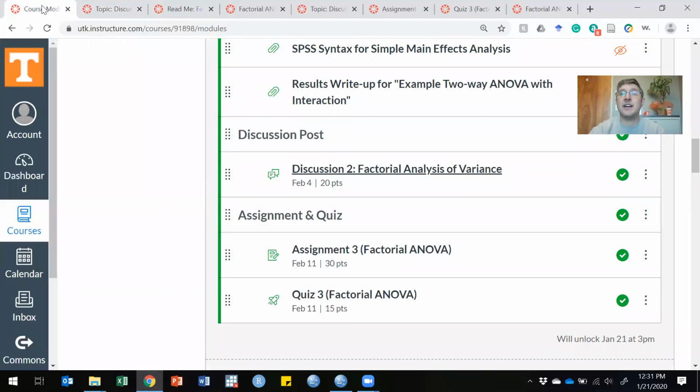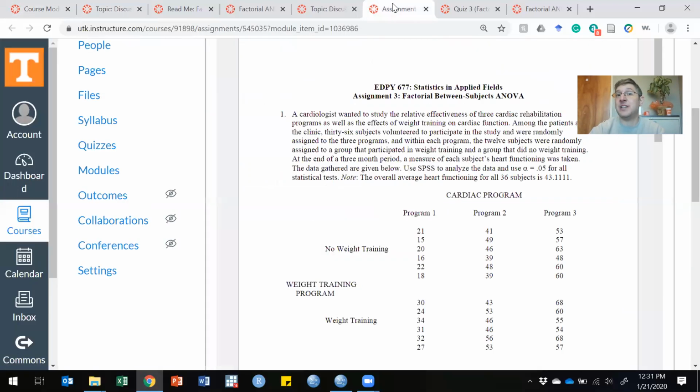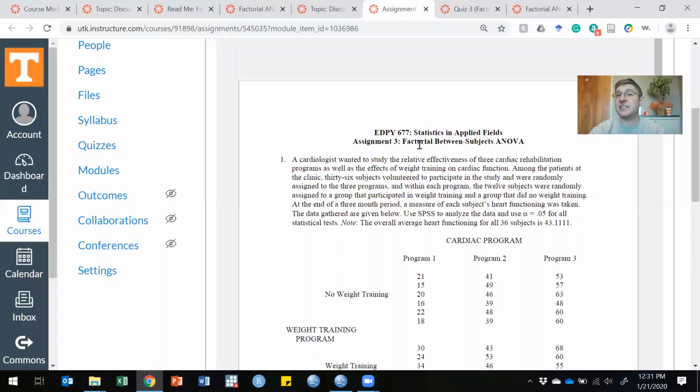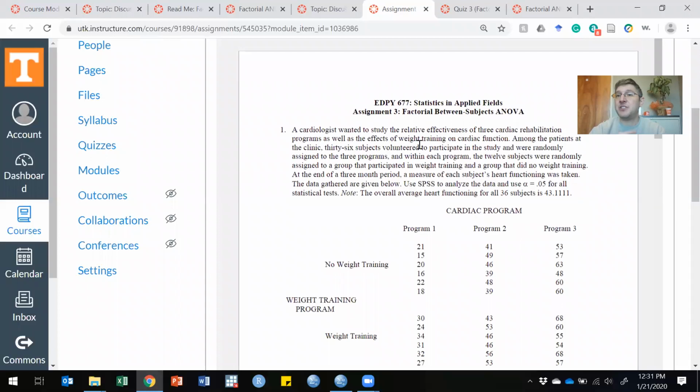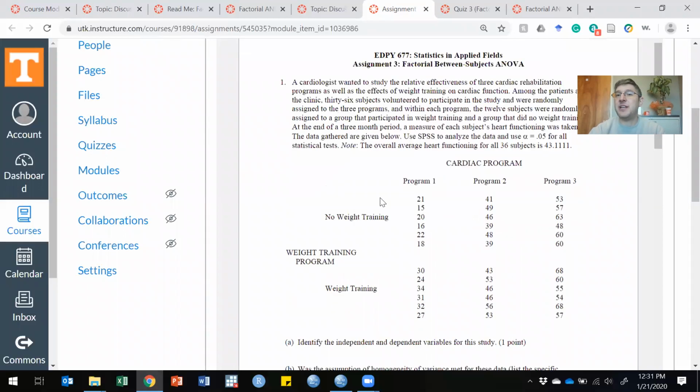And then by the end of the 2 weeks, you have a data analysis assignment and a quiz like we do every time. Here's the data analysis assignment. You actually have 2 problems this time. One is a factorial ANOVA without an interaction effect, and another is a factorial ANOVA with an interaction effect. So you can see the research scenario here.